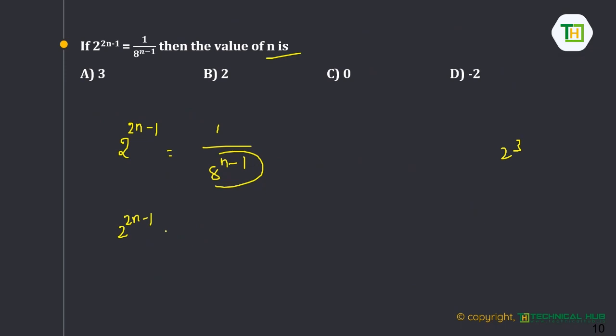So 2n minus 1 is equal to, then it becomes 2 cube, sorry, 2 to the power of 3n minus 1. So 1 by a to the power of m is nothing but a power minus m. I think two question is here.